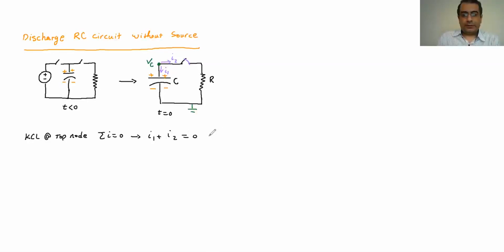Now we know from the previous chapter that for a capacitor, the current that goes through it is I equals C times the derivative of the voltage on the capacitor over time, dv/dt. That was what we had in the previous chapter. So this is the current in the capacitor, and instead of I1, I can replace I1 with this equation.